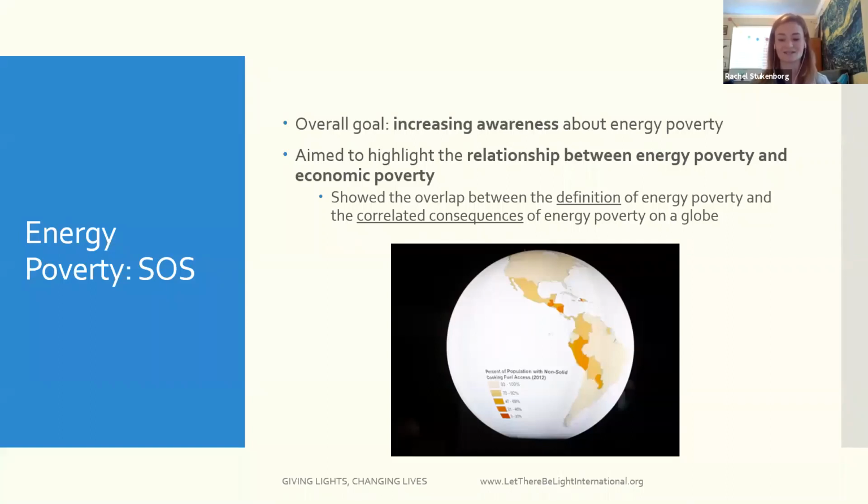And all the data is taken from World Bank or CIESIN, which is the Center for International Earth Science Information Network. And I do want to note, this project was completed in 2017. And at the time we used the data that was most up to date, but now it is not the most up to date. And that's just due to improvements in energy access and data availability. So while the numbers have changed, I do want to say that the overall message is still very relevant. And the message is that where energy poverty exists, economic poverty and other correlated consequences also exist.